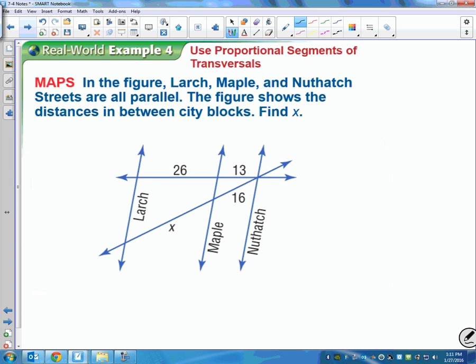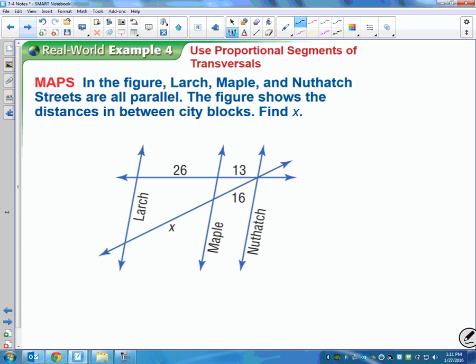Okay, so look at this lovely problem. In the figure, Larch, is anyone's name Larch? Oh no, wait, it's a street name. Phew. I was like, that's a weird name. Larch, Maple, and Nuthatch Streets are all parallel. The figure shows the distances between the city blocks.